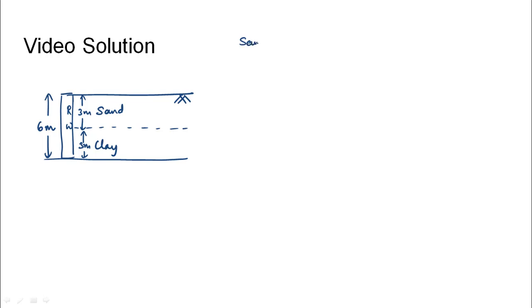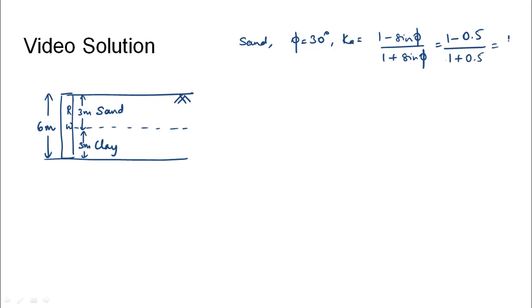For the sand, the properties that are given are phi is 30 degrees. So from this the Ka would be equal to 1 minus sine of phi by 1 plus sine of phi. So that would become 1 minus 0.5 by 1 plus 0.5. That would become 1 by 3. For the clay, the values that are given are cohesion of 20 kilopascal and the phi value will be 0. This would make the Ka for the clay equal to 1.